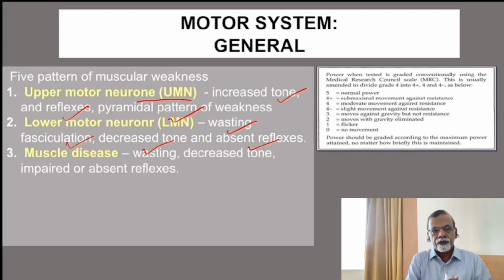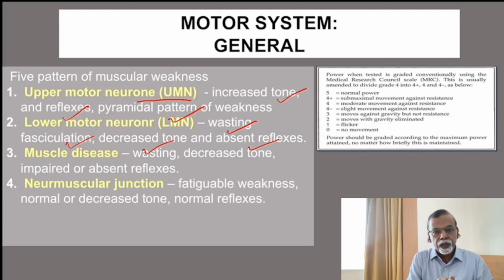Then the pattern is that of muscle weakness. They are bilateral, symmetrical, long duration. Usually family history is also there. And the reflex loss and power loss usually go hand in hand. When there is significant muscle weakness, there is a decrease in the tone and the reflexes will also be sluggish.